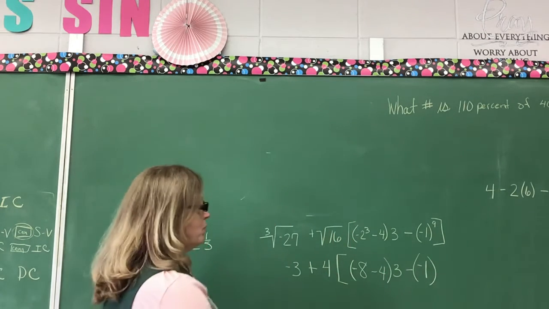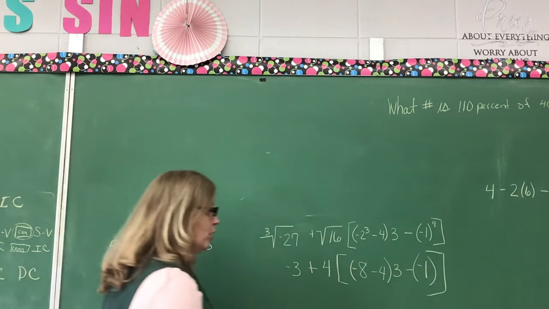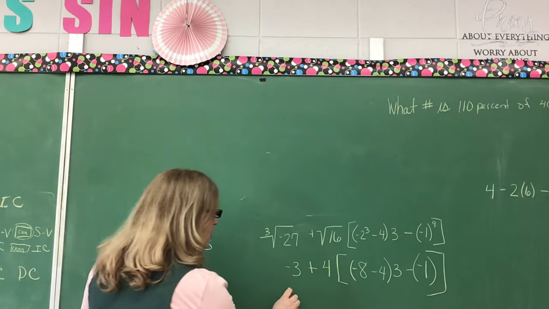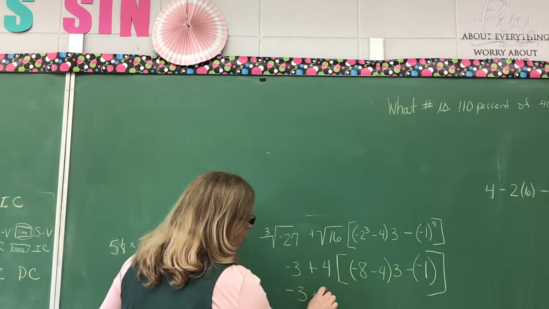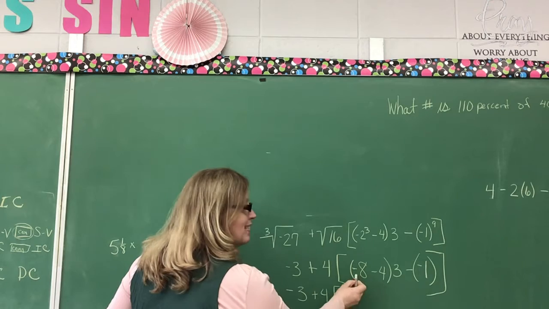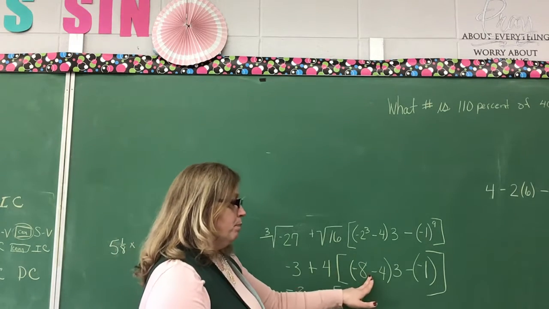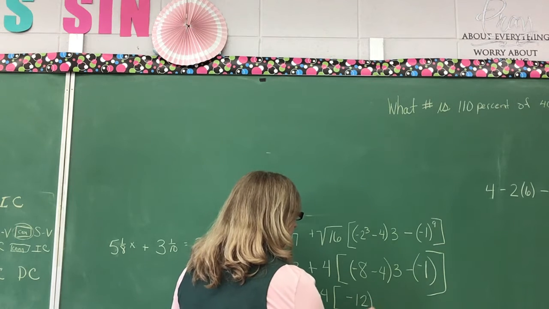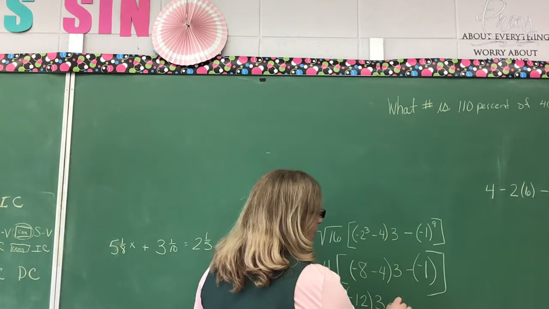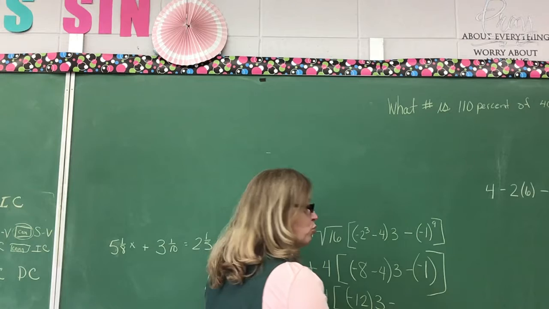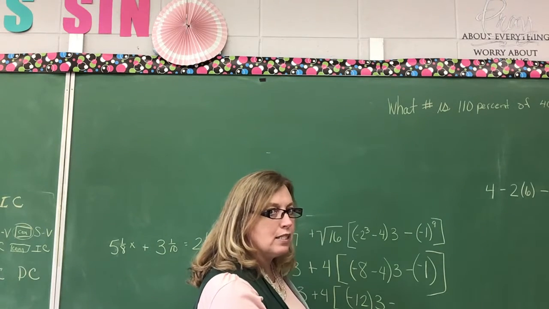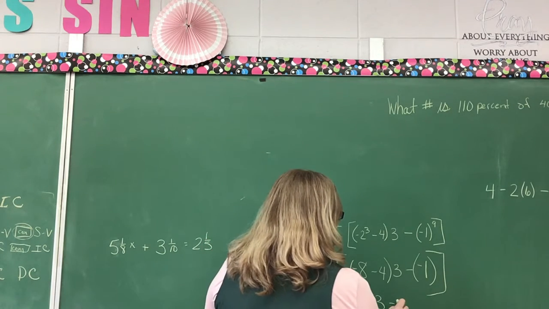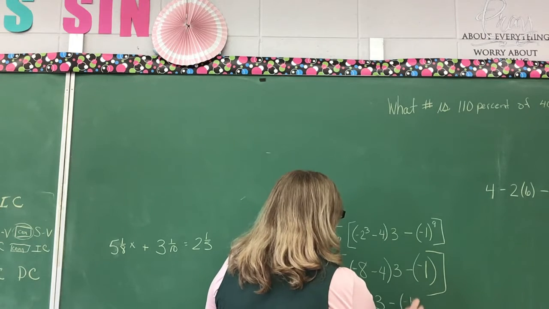So here's what we got. Whoops, forgot my bracket. Okay, so now what we're going to do: do the innermost parentheses first. We're going to bring these guys down. We're going to say negative 8 plus a negative 4 is negative 12. Then we have a 3, and we have a minus a negative 1, which really means we're going to what? Because we can't subtract a negative 1. Okay, so we'll leave it for now. We'll come back to that in a second.